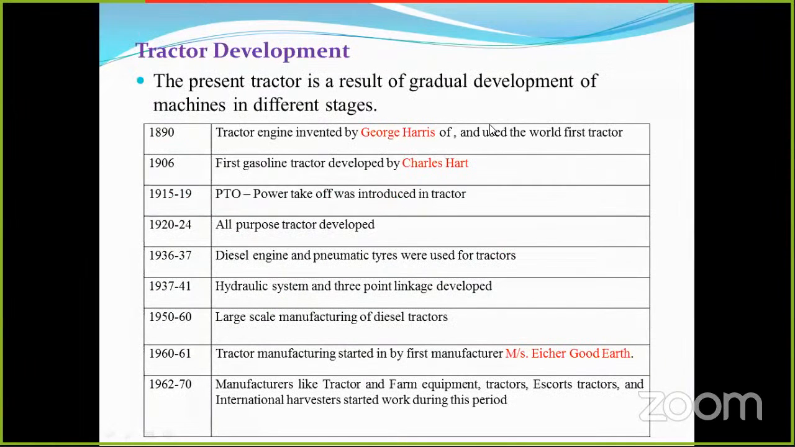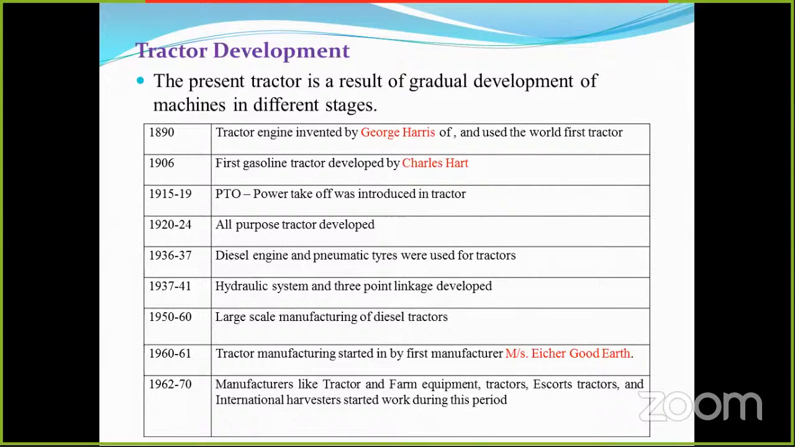So here, history of the tractor. It means how the tractor was invented, from which year it was invented, and how it was developed. During 1890, George H. Harris invented the tractor engine. Okay, very important bit for the JRF. The tractor engine was invented by George H. Harris in the year 1890.